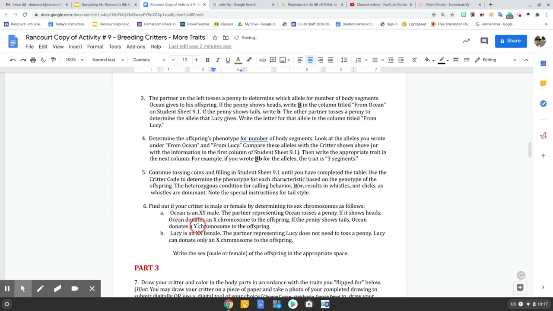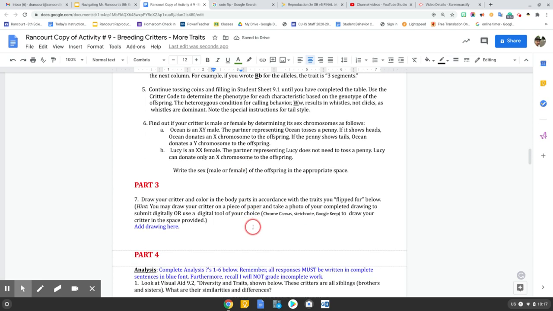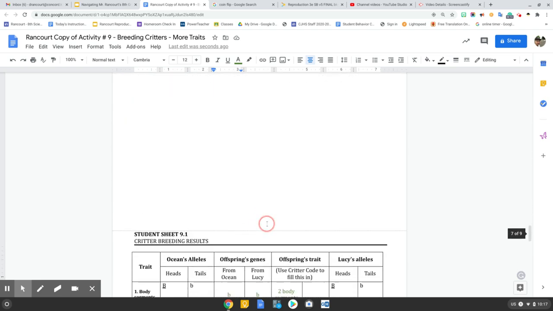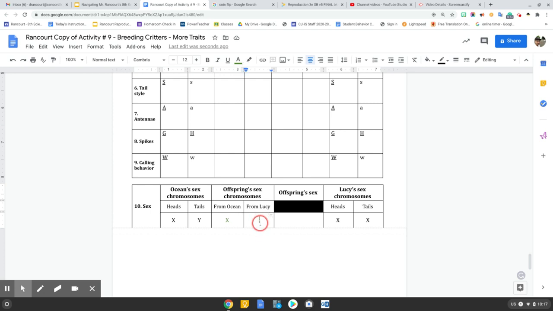It says Lucy is an XX female, so the partner representing Lucy does not need to toss a penny. You don't need to toss a penny for Lucy because the only thing she's going to be able to give is an X. It doesn't matter if we flip anything. She can only give an X because she's a female. So you can go ahead and just put X down there next to Lucy. Let's do that real quick. You'll see right here that when Ocean and Lucy got together in my scenario, they produced an offspring with an XX chromosome, which means they produced a female critter. If it was XY, it would be a male critter.